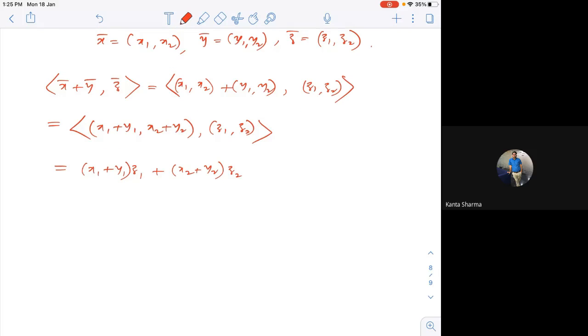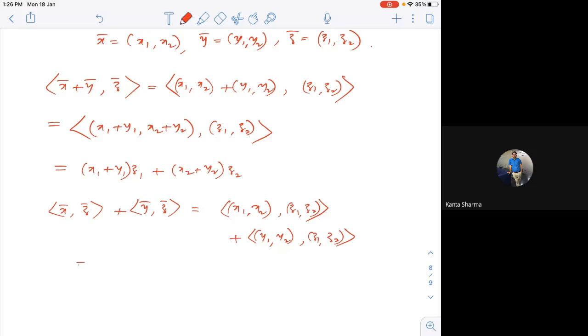How about this one? Tell me, x bar comma z bar plus y bar comma z bar. We shall find out. X bar is nothing but x1 x2 comma z1 z2, plus y1 y2 comma z1 z2. How to go for these inner products?